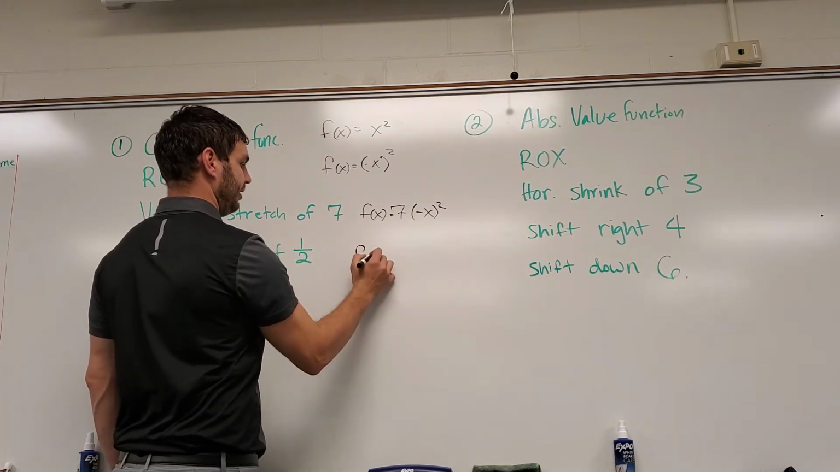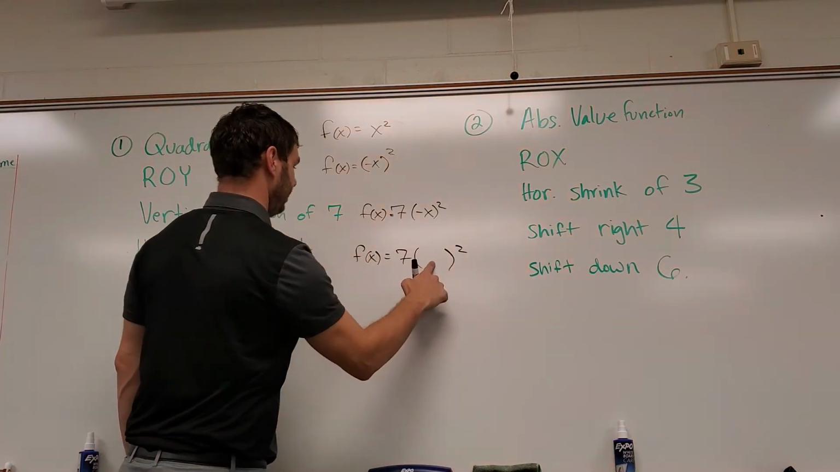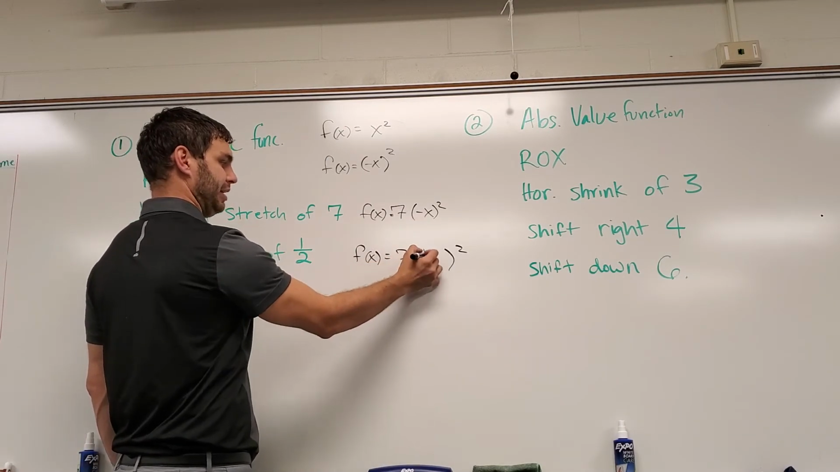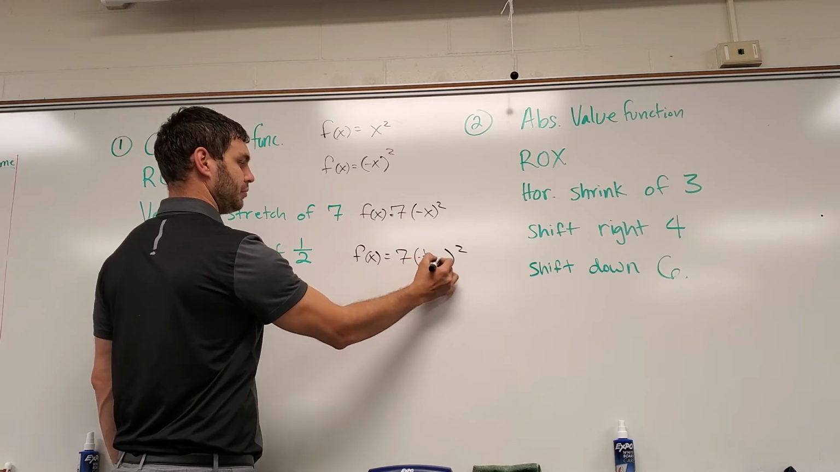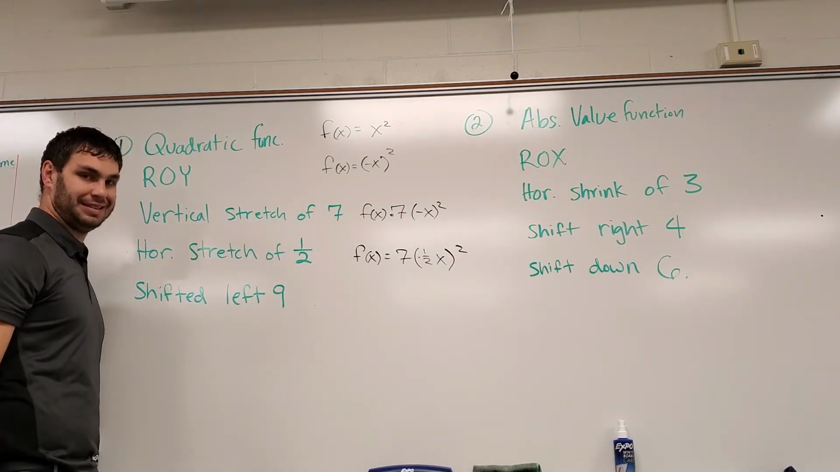Horizontal stretches or compressions are on the inside. So this is now f of x equals 7, and then on the inside, we're going to put this 1/2 in. Since there's already a negative, it's actually going to be a negative 1/2 x. All right, and then the last thing is we're going to shift this left 9.